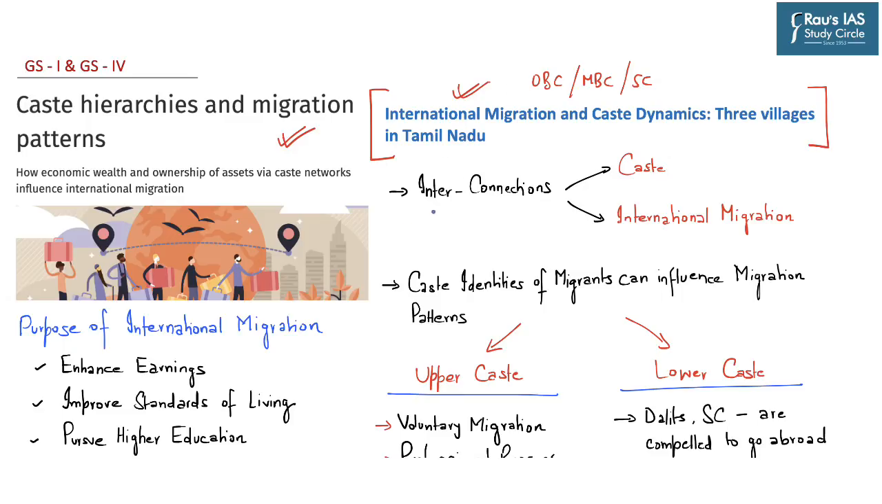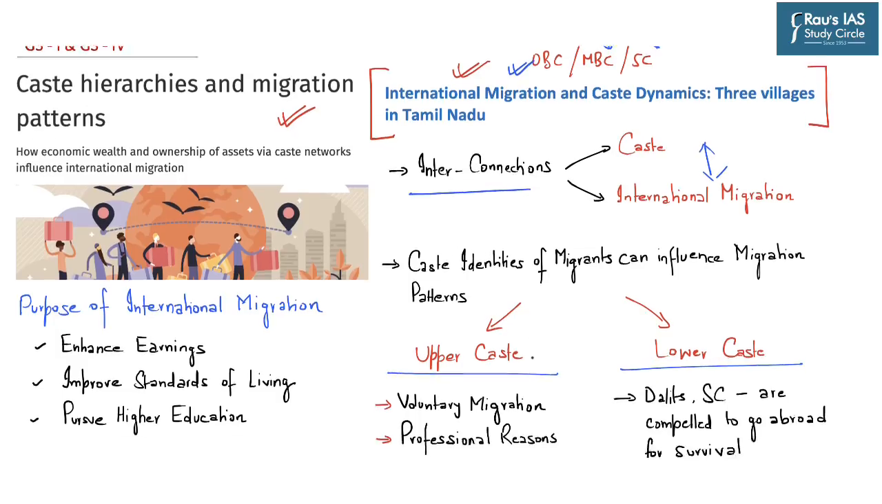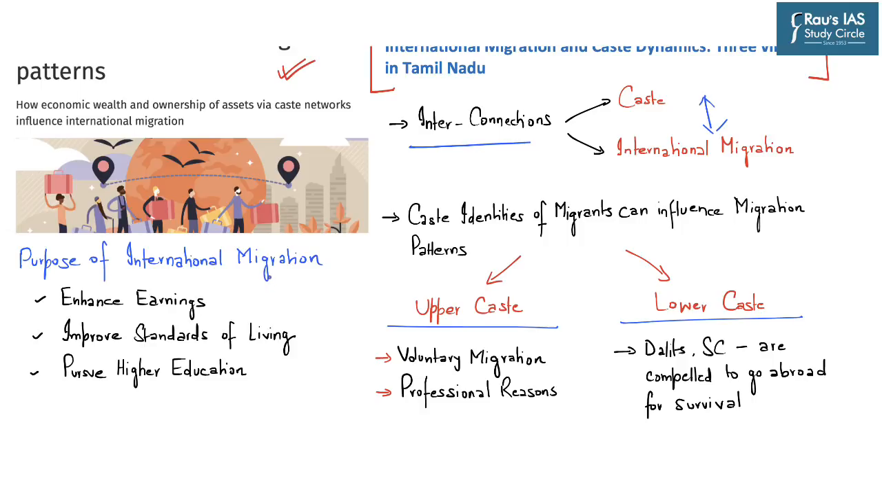So this article highlights that there is an interconnection between caste and international migration, and those belonging to other backward class as compared to the MBC and scheduled caste are better off. Further, this article also says that caste identities of migrants can influence migration patterns and also its outcome. So, international migration in general is done for the purpose of enhanced earnings or enhanced livelihood opportunities, improvement in the standards of living, and also with respect to pursuing higher education.